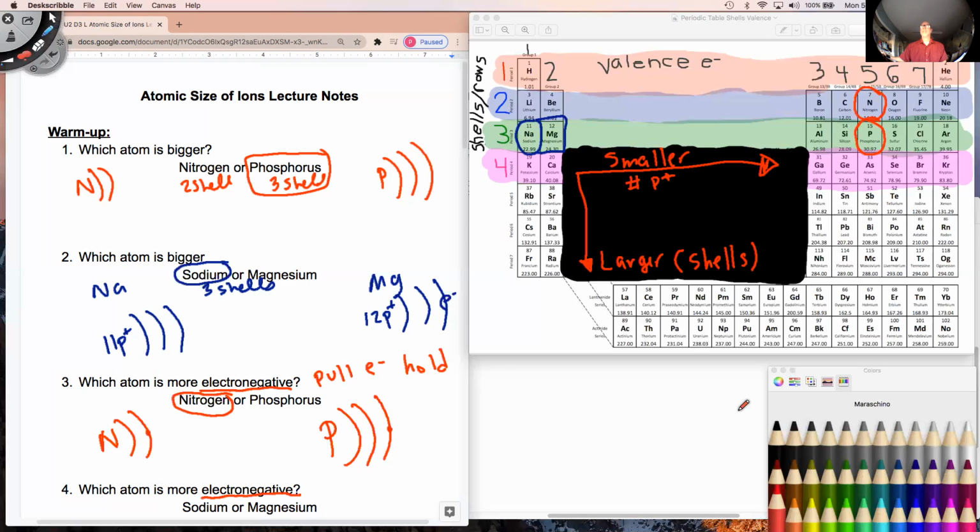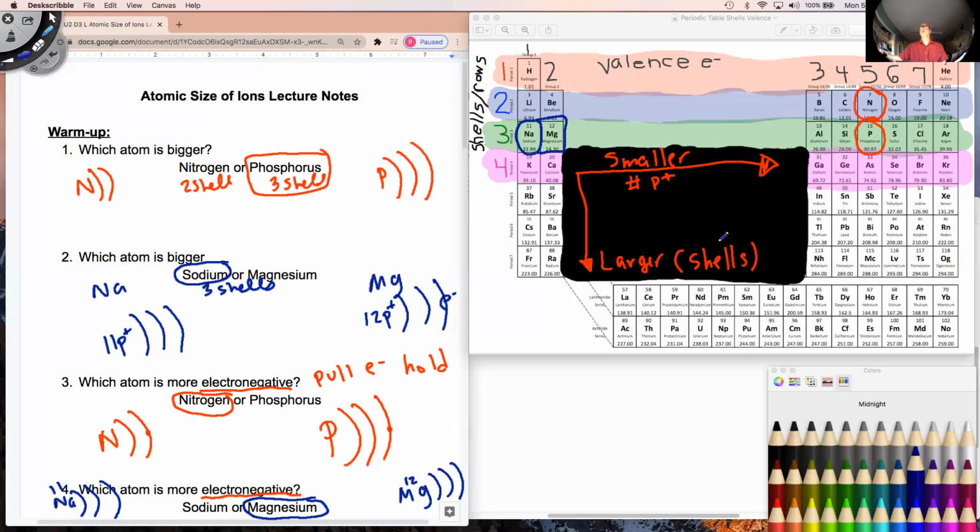So here we're looking at sodium and magnesium. So which is going to be smaller? Well, we determined that already. But just to take a look, they both have 3 shells. Sodium has its 3 shells. Magnesium has its 3 shells, but magnesium has 12 protons. Sodium has 11 protons. Magnesium is going to be able to pull the electrons in closer. And so magnesium is going to be more electronegative.